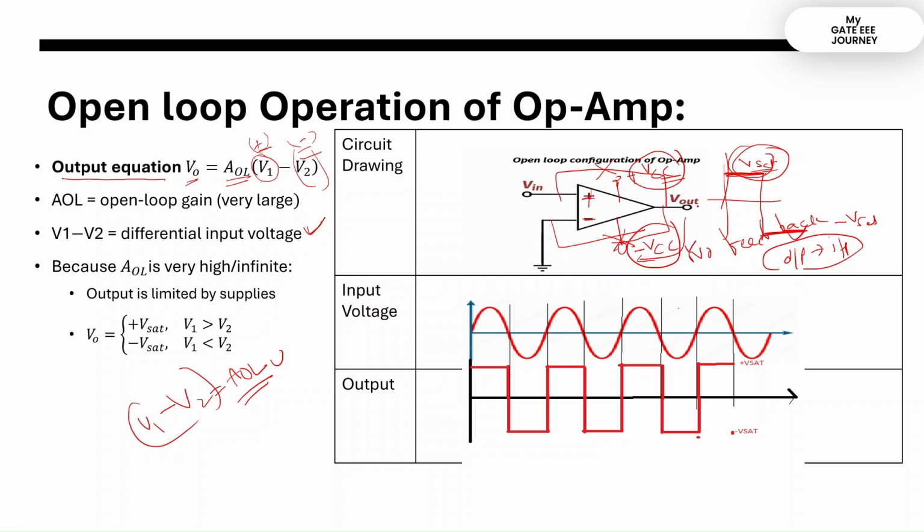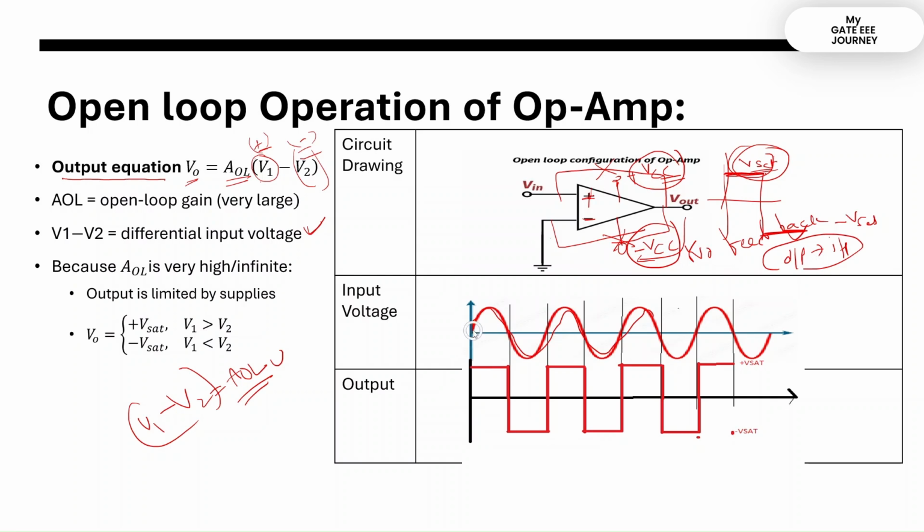Here you may get a question like this. Assume that you are operating your operational amplifier in open loop mode and you give sinusoidal voltage. What will be the output voltage you get? This may be an interview question. You may be asked in any interviews.